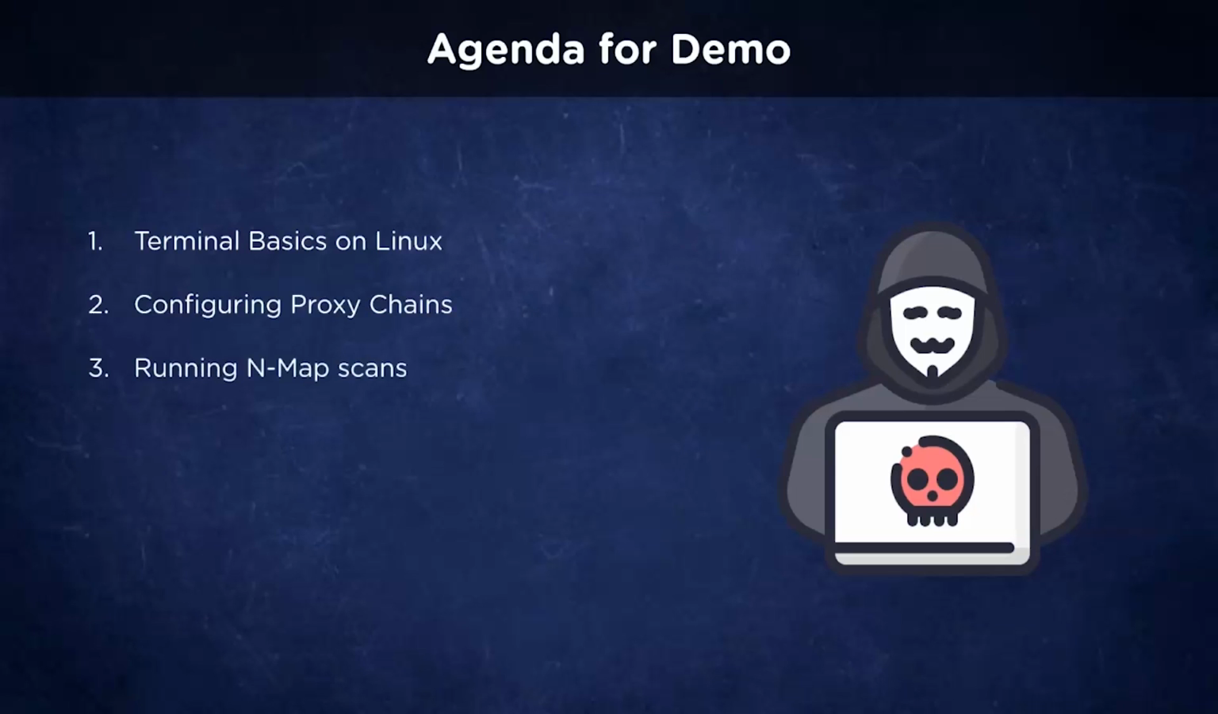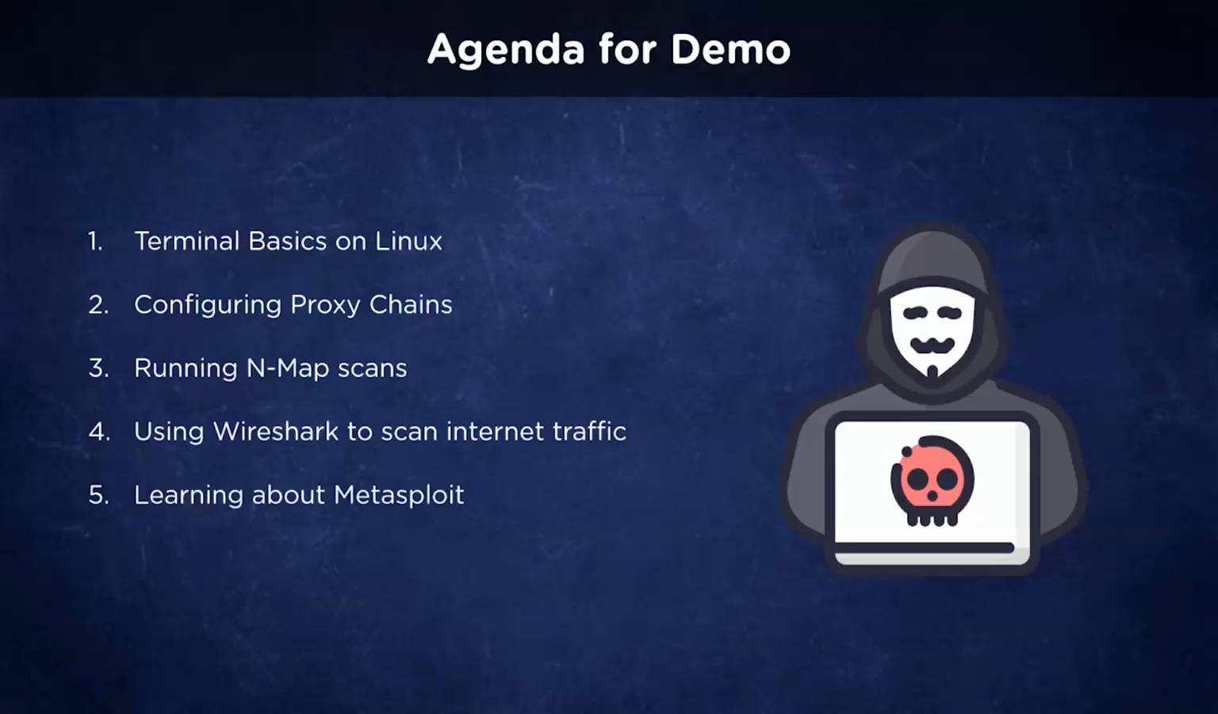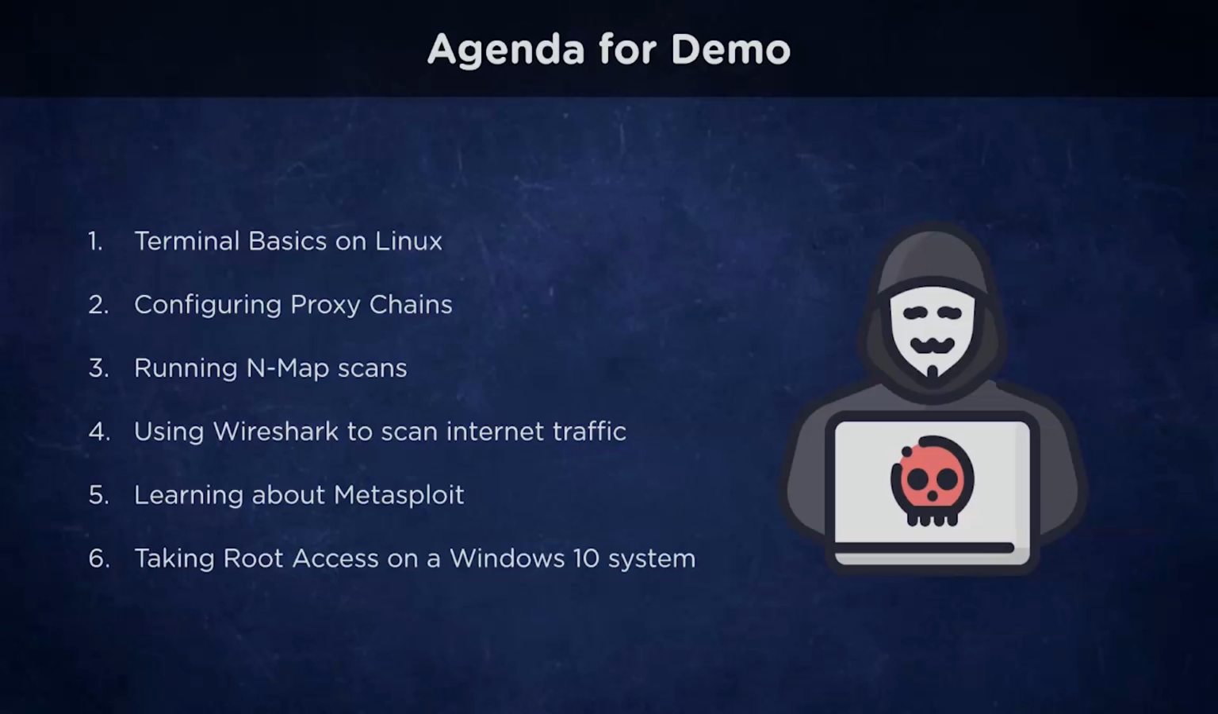Next, we run a few nmap scans on a local Windows 10 machine to find out the type of information that can be gathered in such a scenario. Moving on, we use Wireshark to monitor internet traffic and understand the importance of encryption and security when browsing the World Wide Web. Next, we learn about Metasploit and its various applications in the line of vulnerability assessment of a device. And finally, we use Metasploit to take root access of a fully updated Windows 10 computer system.